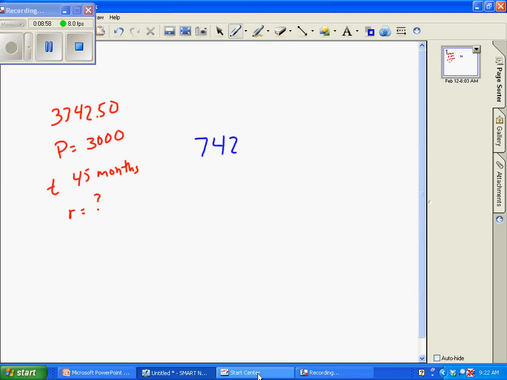Okay, so that's where the mistake was. So did you have 742.50 is equal to 3,000 times the rate which we're trying to find, and then who can tell me what the time is for 45 months? JB, what do you get?